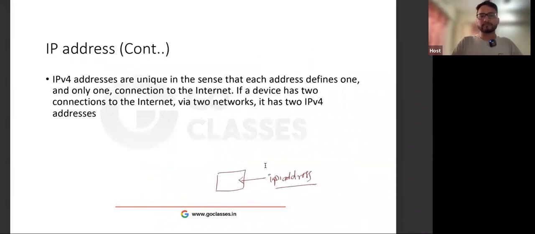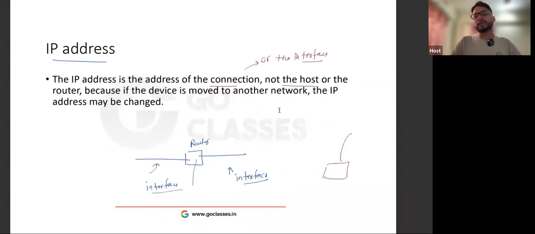Now, IPv4 addresses are unique in the sense that each address defines only and only one connection on the internet. So if two devices are connected to the internet, they cannot have the same IP address. If a device has two connections to the internet via two networks, then there are two IPv4 addresses. So you will see that a router has multiple IP addresses, because a router is connected to multiple interfaces. If it is connected to three interfaces, then it has three IP addresses.